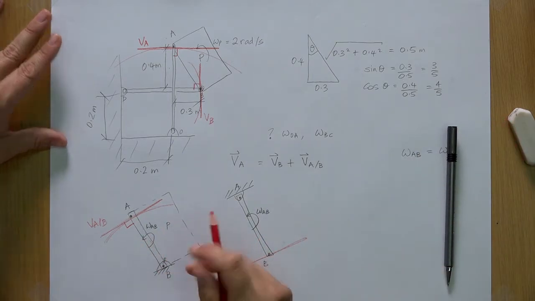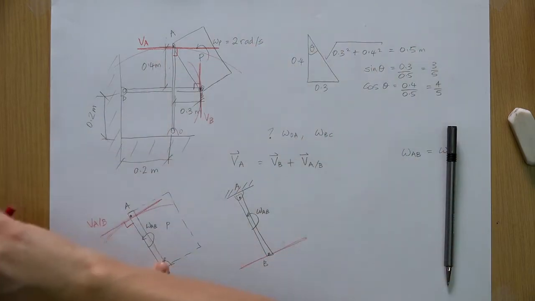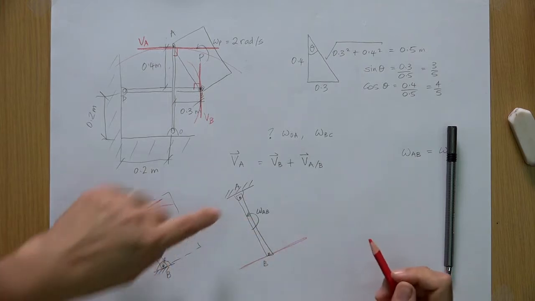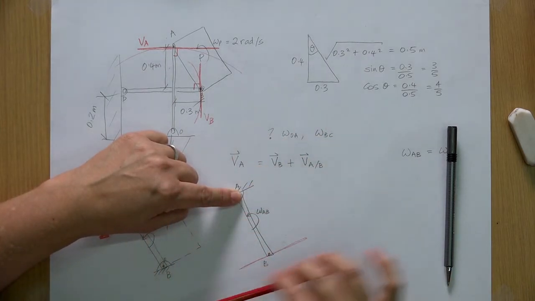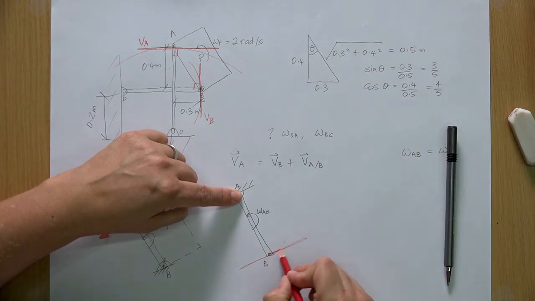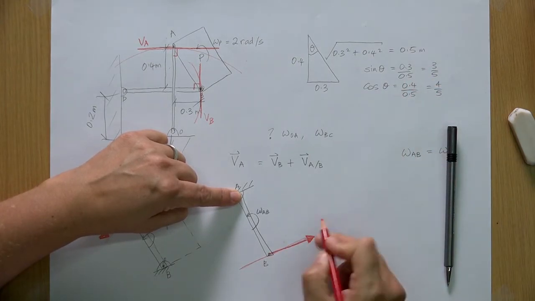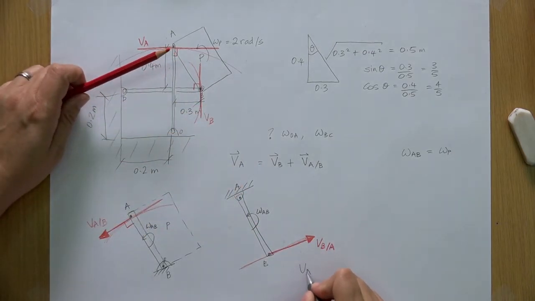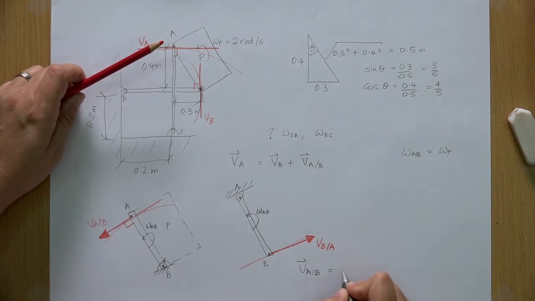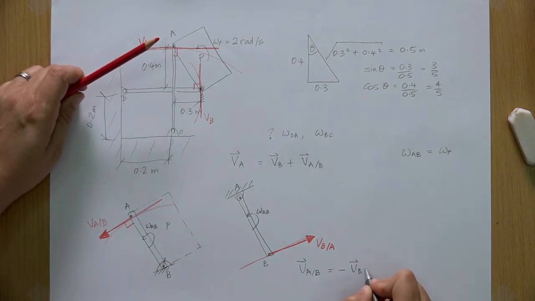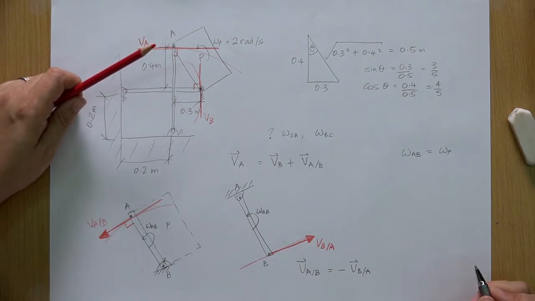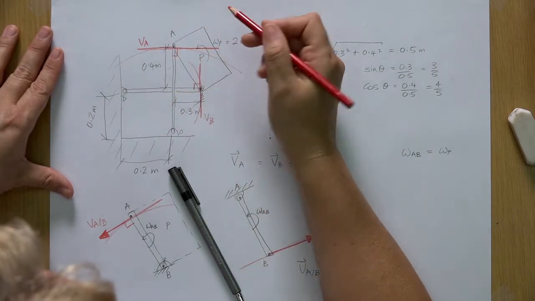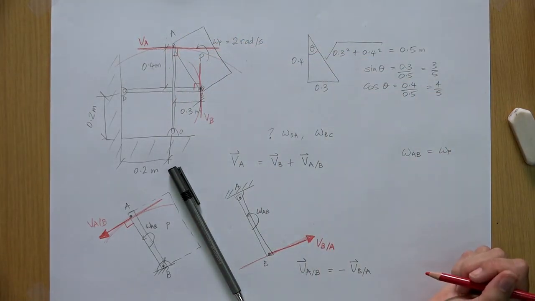So that means that relative to B, A is moving in this direction. Relative to A, B is moving in this direction. We can see from this that V of A relative to B is equal and opposite to V of B relative to A. Okay, so if I come back to my original drawing and I sketch on there, I want V of A relative to B.